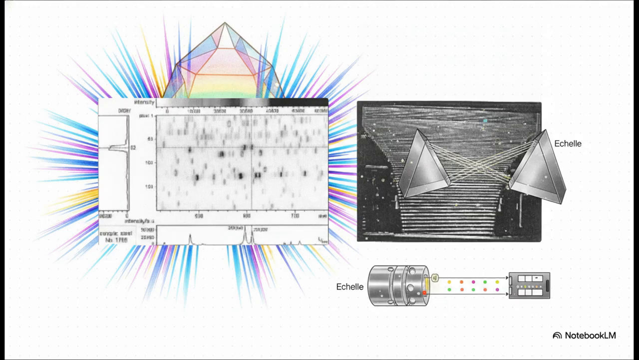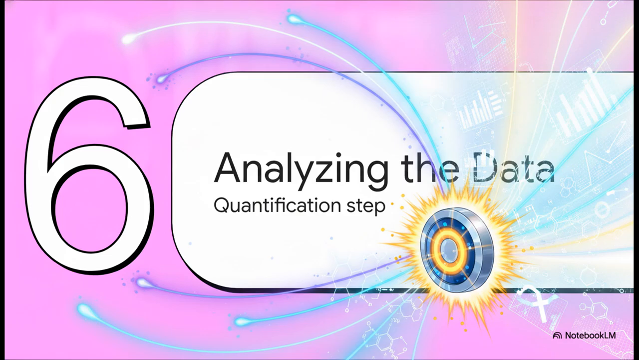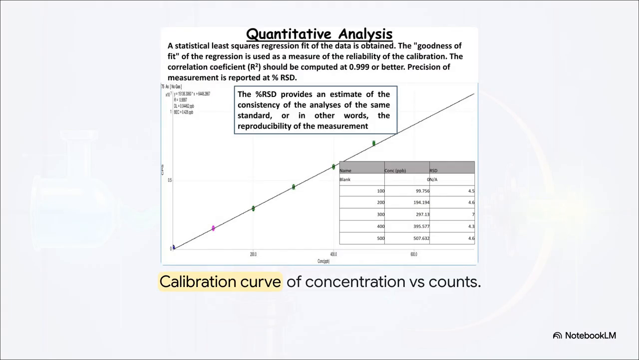Section 6, Analyzing the final data, the quantification step. We've successfully sorted our ions, and now they strike a detector, generating a tiny electrical pulse. How do we actually turn that into useful science? By measuring the magnitude of the ion current, we can determine exactly how much of an element was in our original sample. We do this by creating a linear calibration curve, plotting known concentrations against the counts per second, or CPS, recorded by the instrument.